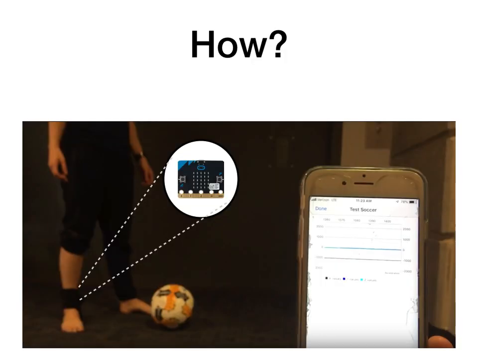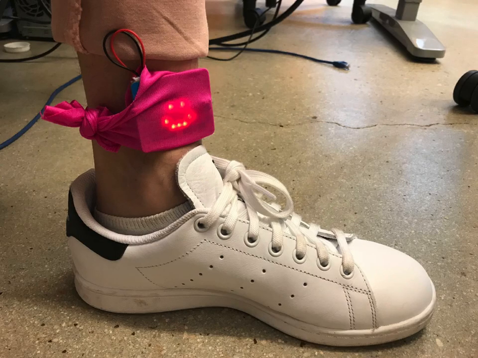There are 4 key parts to this: the athlete with the knowledge, some sports equipment, which in this case is just a ball, a sensor, that's what's on my ankle, and the phone. For the sensor, we use a BBC micro:bit. It has a built-in accelerometer that streams data over Bluetooth to an iPhone. Here it is up close.